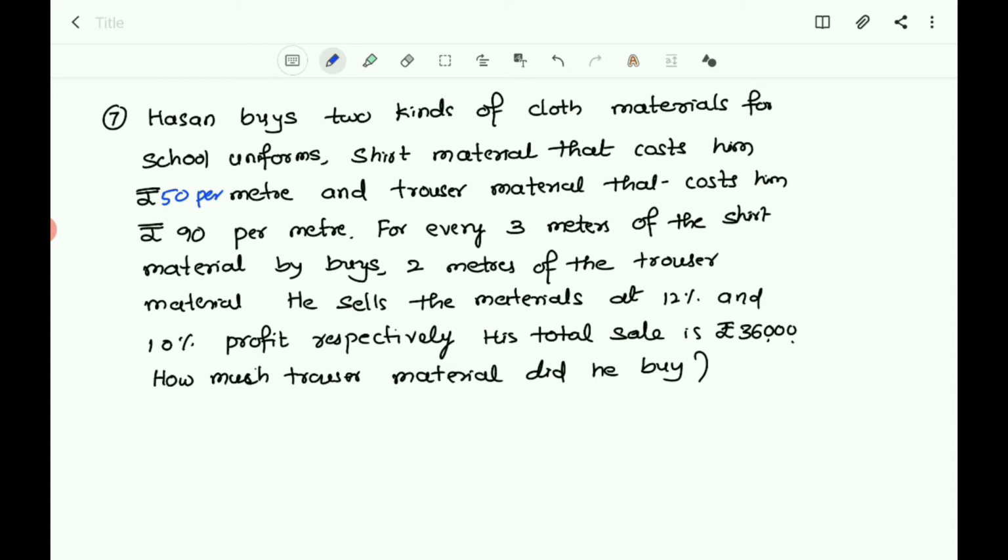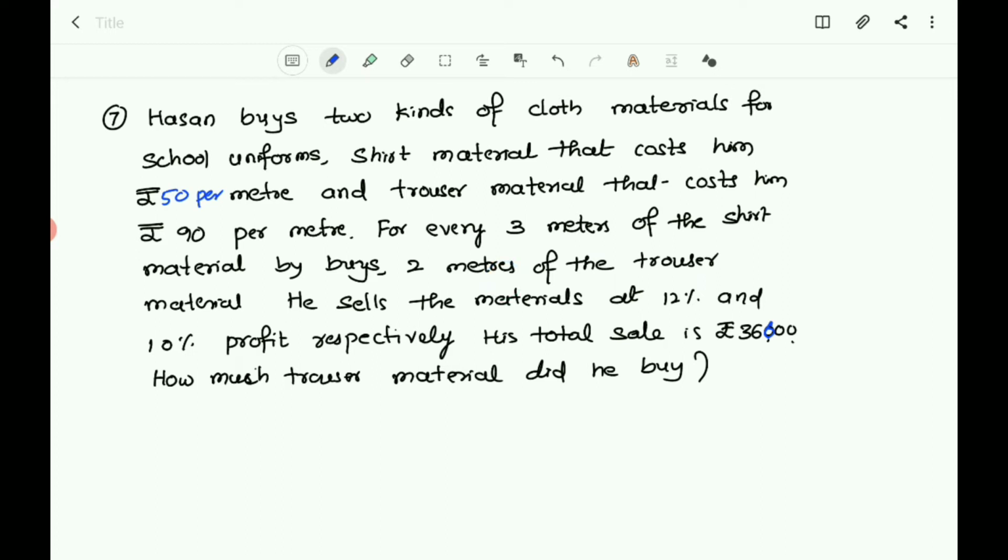His total sale is rupees 36,600. His total sale is 36,600 rupees. How much trouser material did he buy?